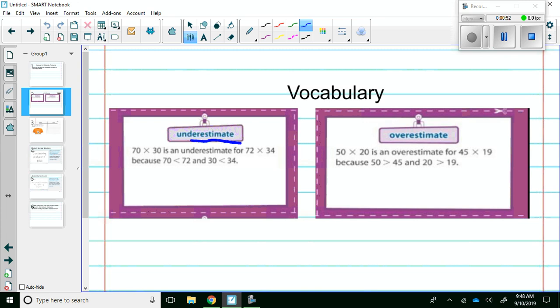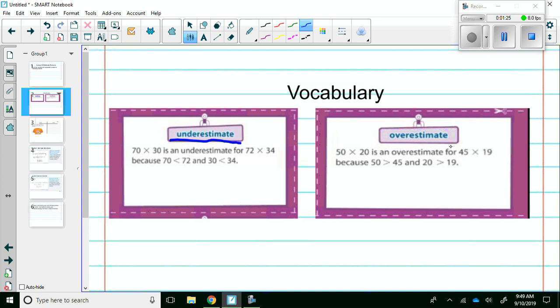First, look at underestimate, write that word, and then write the description below it. 70 times 30 is an underestimate for 72 times 34, because I bet you can see why. They took 72 and changed it to 70, so that's less than 72, and they took 34 and changed it to 30, which is less than 34. So ultimately, your estimate would be an underestimate, lower than the actual answer.